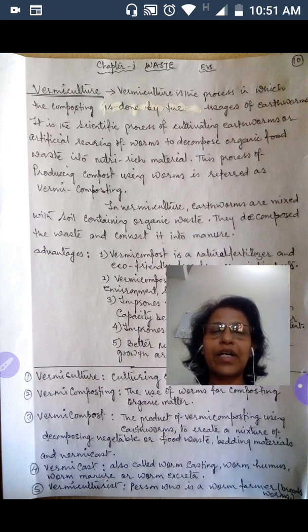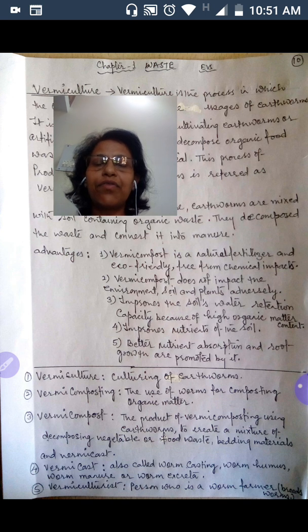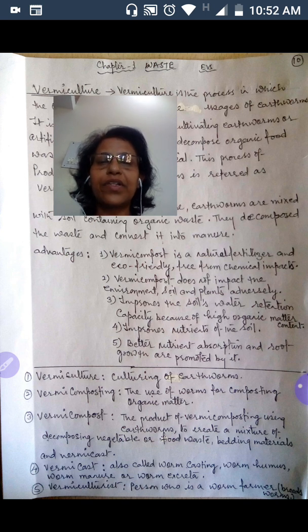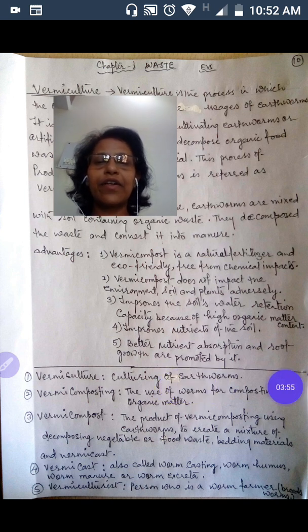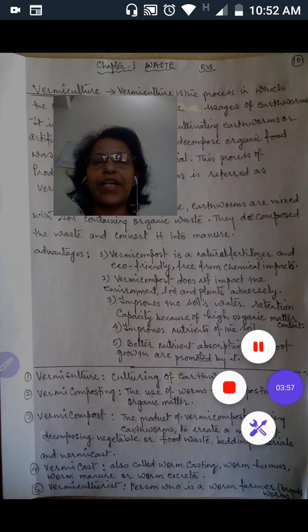Now, here are a few terms associated with vermiculture or this practice of vermiculture. First is vermiculture, vermicomposting, vermicompost, vermicast and vermiculturist. And next we'll start our next topic.